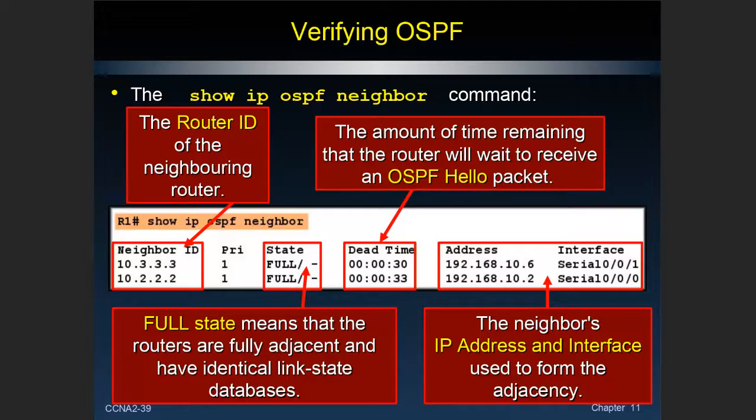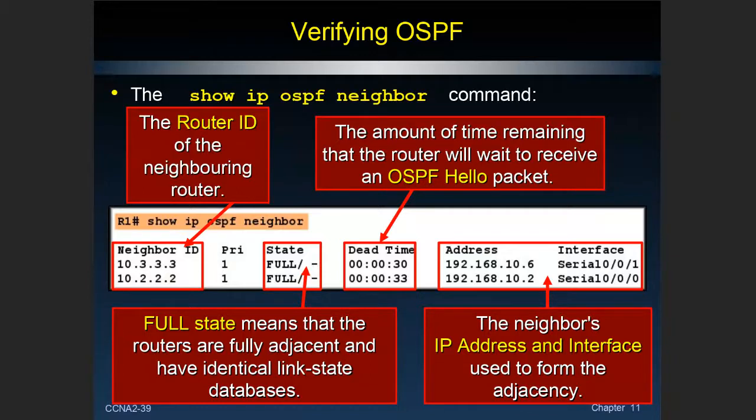Now, here's a very good command, show ip ospf neighbor. So router one has got two neighbors. Does this remind you of show cdp neighbors? It showed you the neighbor device and what its host name was and what ports were connected together. Show ip ospf neighbor shows us the neighboring routers that have established an adjacency.